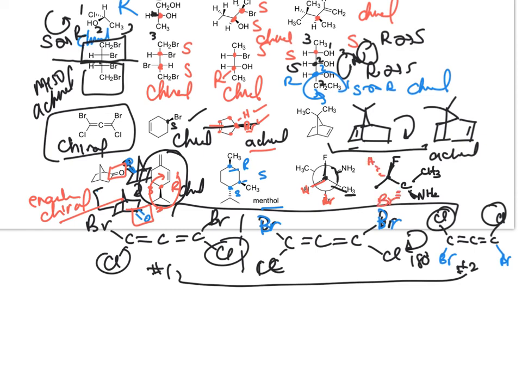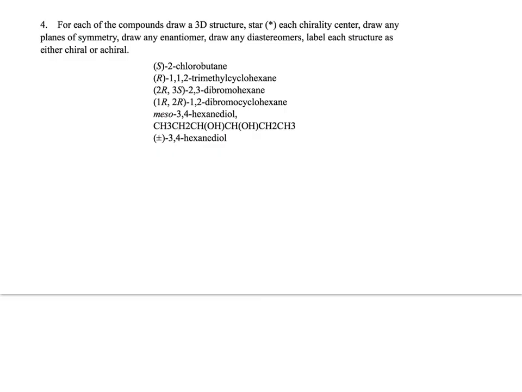I will not make you have to assign these for your exams from the Newman projections. I just want you to be able to convert them. But I basically have 1R, 2R. Okay, it's kind of important to be able to draw these names to structures.